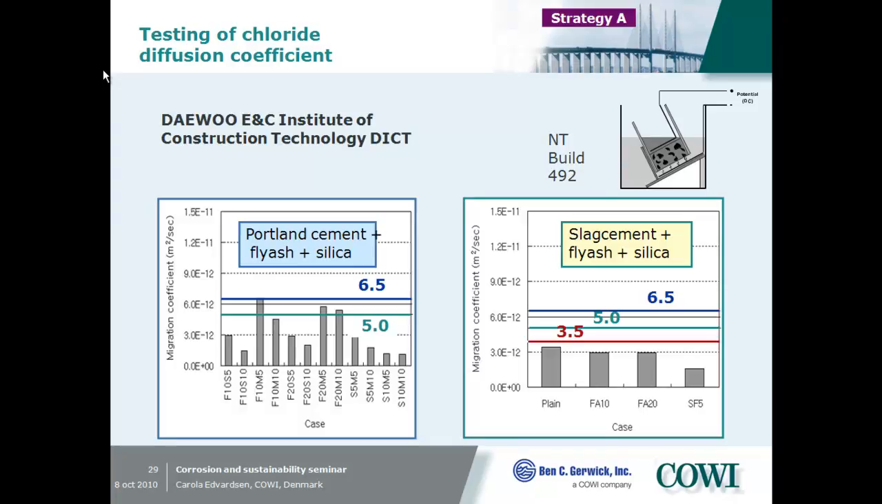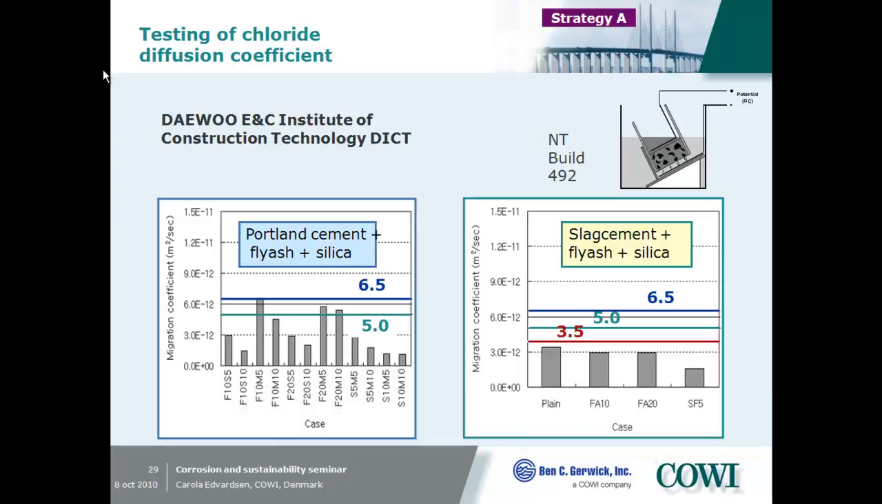I worked on this project for several months in South Korea together with the contractor, and we made a lot of trial mixes. About 50 trial mixes have been done, and we tested the chloride migration coefficient with this rapid chloride migration method. And you can see some results from the pre-testing. On the left Portland cement, fly ash and microsilica, and on the right slag cement, fly ash and silica.